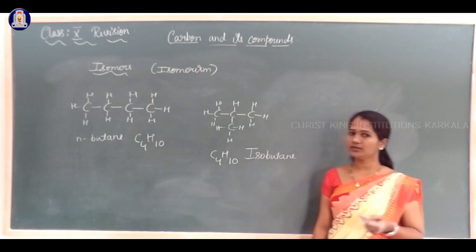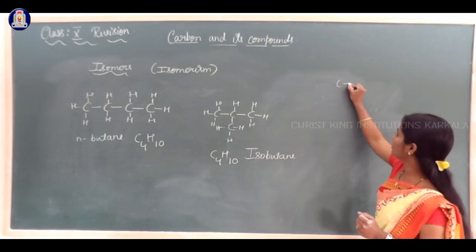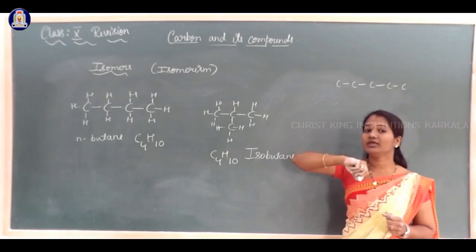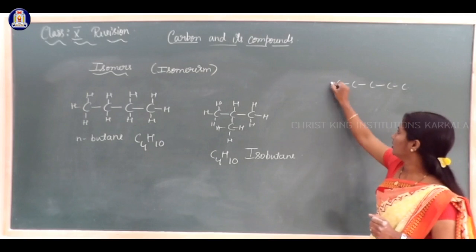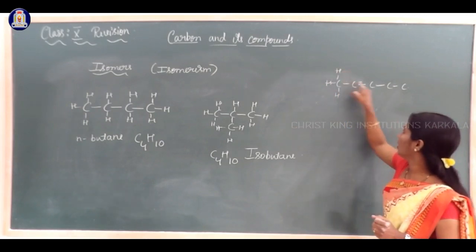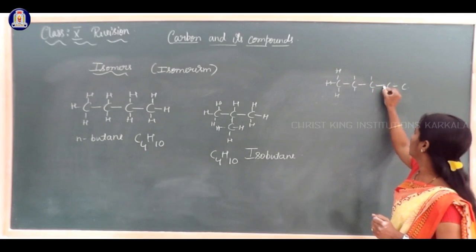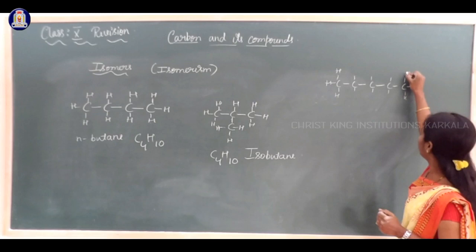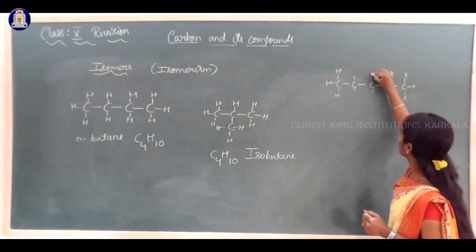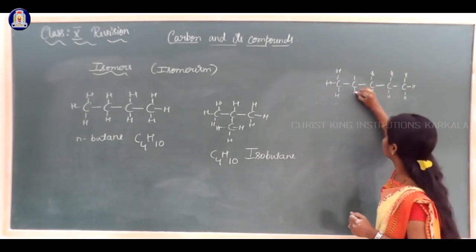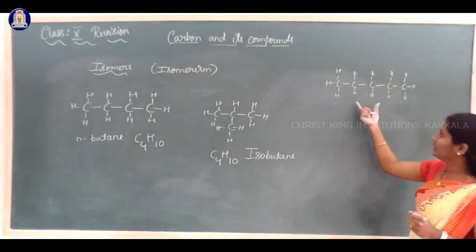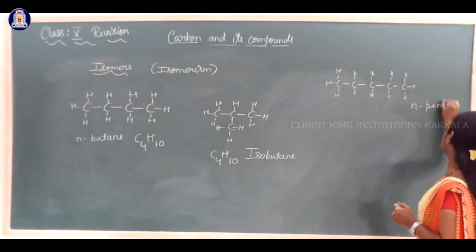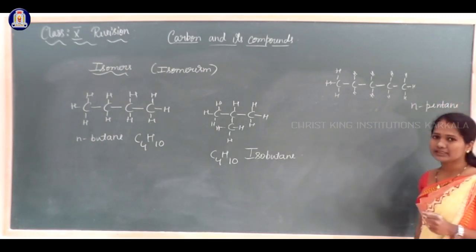Penta means how many carbons? 5 carbon atoms. So these 5 carbon atoms, if they form bonds in a linear way, we can write the structure like this, and these are hydrogen. So I name this compound normal pentane. This is normal pentane or n-pentane.